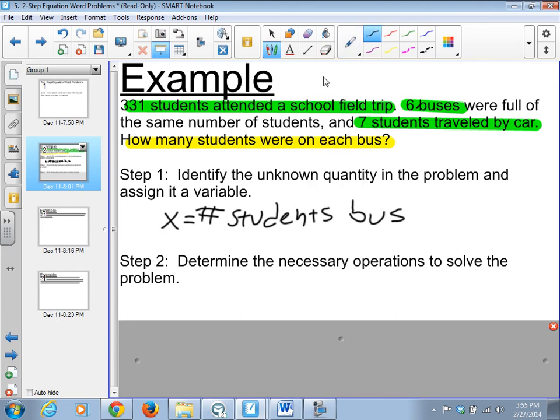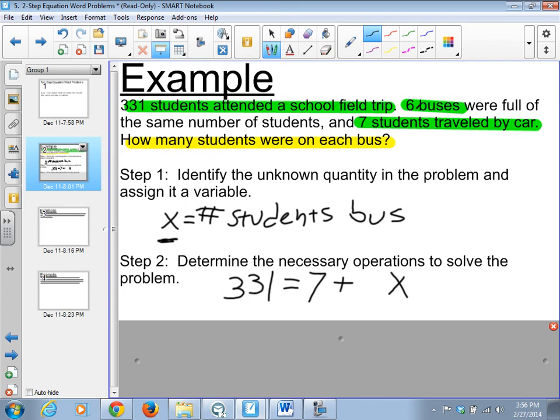So let's look. We have 331 students attended the field trip to begin with. So no matter what, we have 331 students. 7 of those students traveled by car. So we're trying to figure out this x right here, and 7 traveled by car. We don't need to worry about them, so they're going to be right here. Let's just put them. That's a constant. No matter how many students are on the bus, 7 of them traveled by car. But those 7 plus the number of students on buses, that's our x.